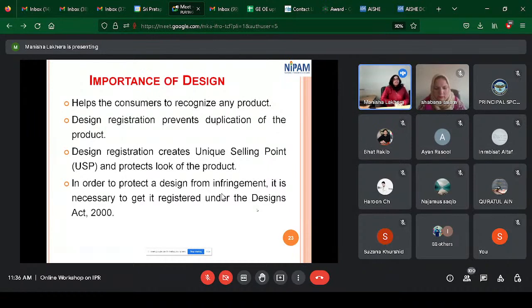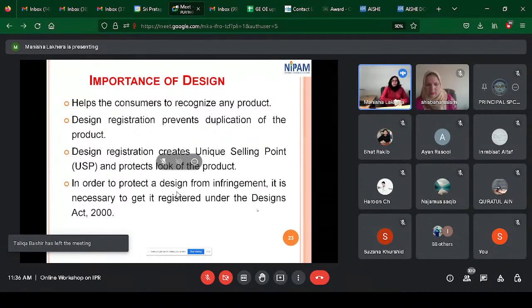So why do we need a design? What is the importance of design? It helps consumers to recognize the product. If the product is aesthetically good, then the consumers are attracted towards it. And the design registration prevents duplication of the product or the counterfeiting of the product. Legal proceedings can be initiated against the person who copies a registered design. Then design registration also creates unique selling points and protects the look of the product. Then the design is protected from infringement under the Design Act 2000.